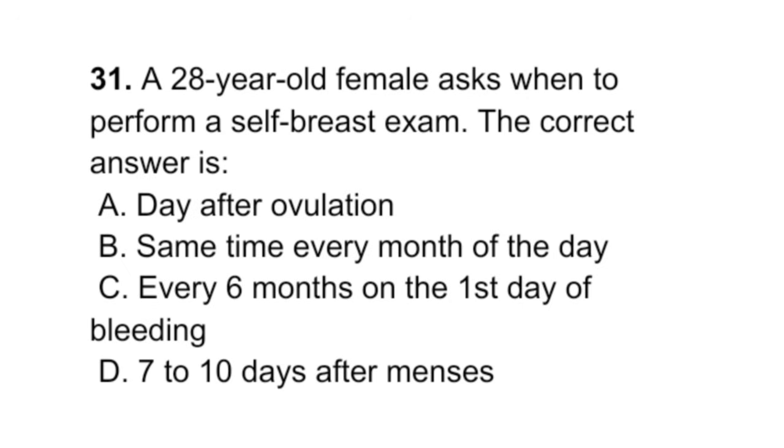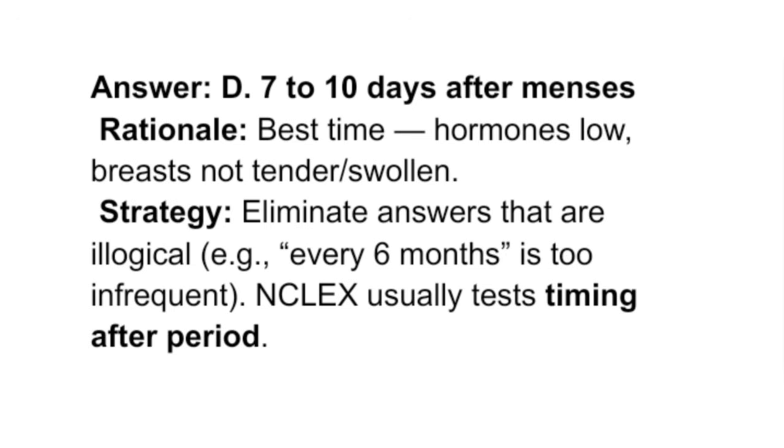31. A 28-year-old female asks when to perform a self-breast exam. The correct answer is A. Day after ovulation. B. Same time every month of the day. C. Every 6 months on the first day of bleeding. D. 7 to 10 days after menses. Answer: D. 7 to 10 days after menses. Rationale: best time, hormones low, breasts not tender or swollen. Strategy: eliminate answers that are illogical, e.g., every 6 months is too infrequent. NCLEX usually tests timing after period.